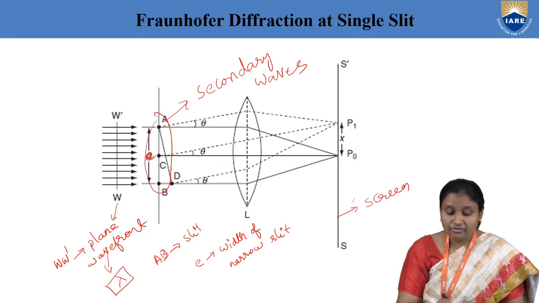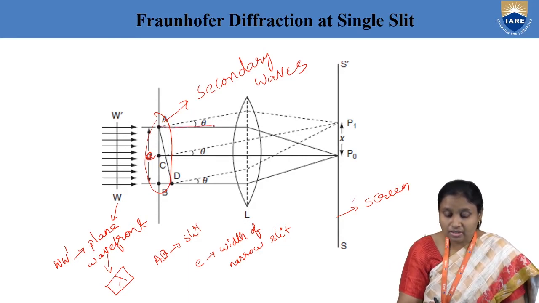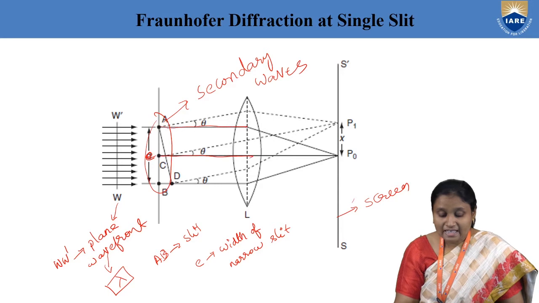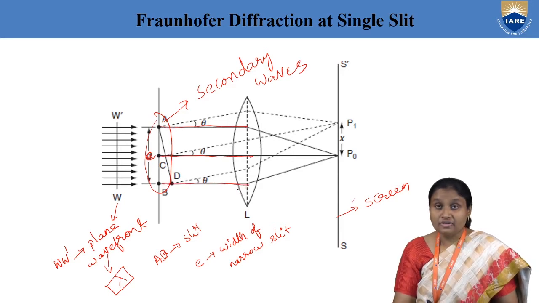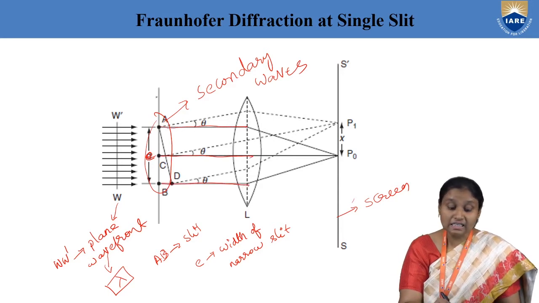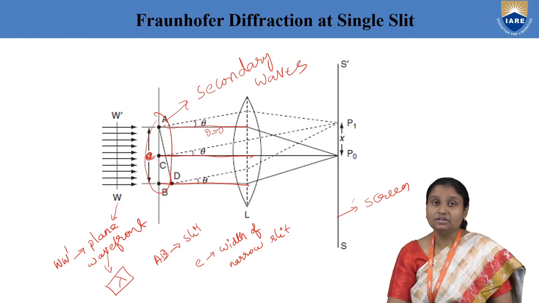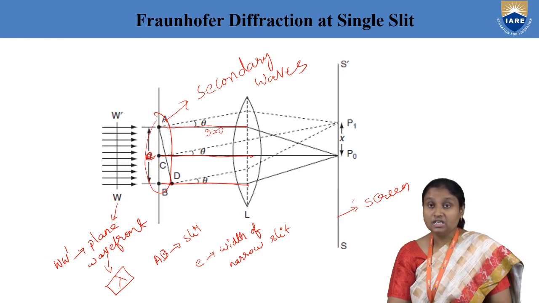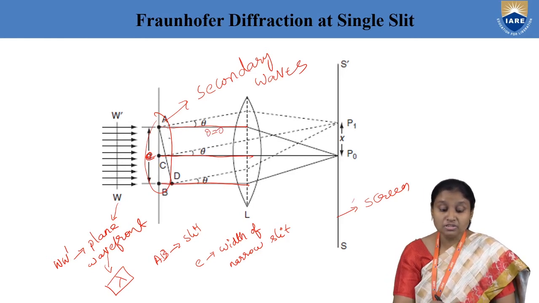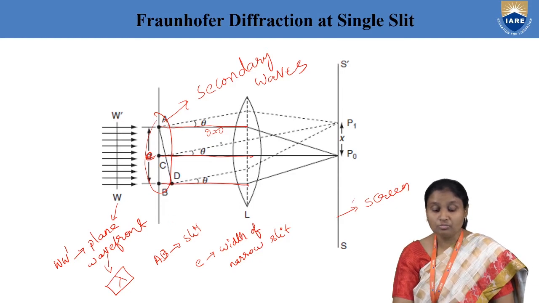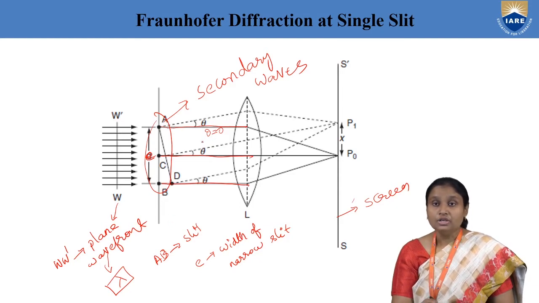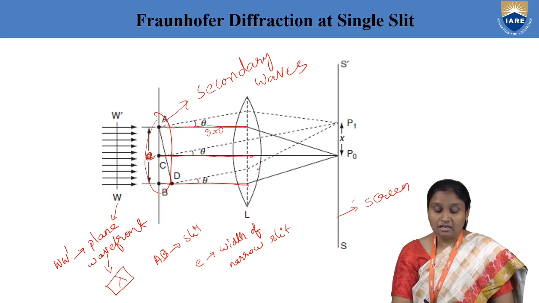One type of secondary waves, as you can see, is denoted by solid line. Can I say that these secondary waves are traveling exactly normal to the slit, or where theta is equal to 0? First, I am considering a set of secondary waves which are traveling exactly normal to the slit. So what do you mean by normal to the slit? Theta is equal to 0. Using this converging lens L, I am focusing all these secondary waves at one particular point on the screen.